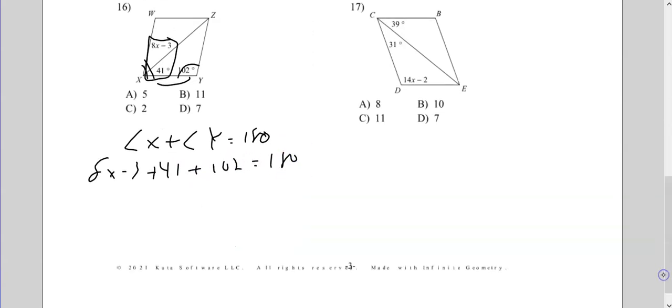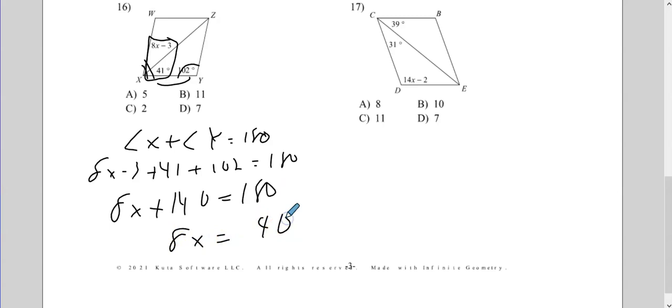So in this case, we want to add like terms. So we're going to do 102 plus 41 and minus 3, which is 8x plus 140 equals 180. We're going to subtract 140 from both sides and get 40. Then when we divide by 8, x is 5.